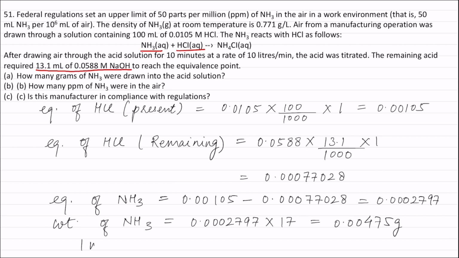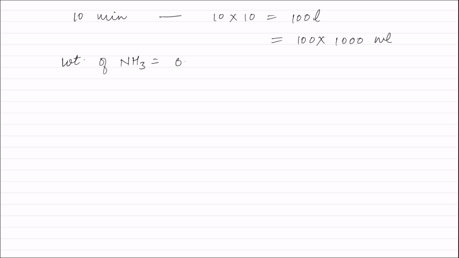Now, the B part, how many parts per million of ammonia were in the air? In 1 minute, the amount of air drawn is 10 liters. Therefore, in 10 minutes, the amount of air drawn will be 10 into 10, which is equal to 100 liters, and this is also equal to 100 into 1000 milliliters. Now, weight of ammonia is equal to 0.00475 gram.